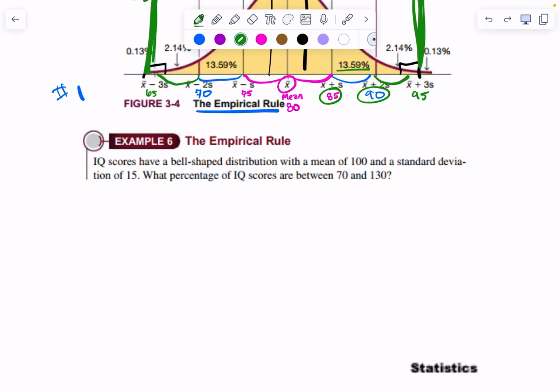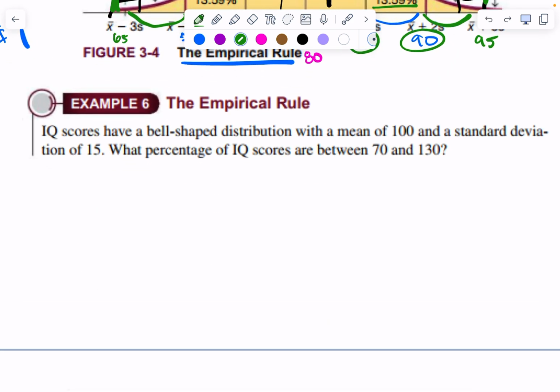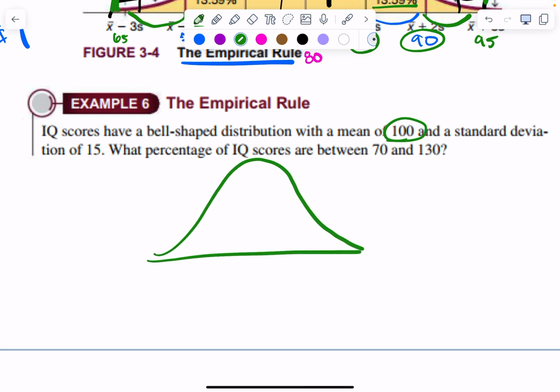Okay, let's do an example. Here we go. IQ scores have a bell-shaped distribution with a mean of 100. Here's your bell curve. Draw it as best you can. 100 lives here in the middle, with a standard deviation of 15. Let's do some symbols. What symbol do we use to represent 100? The mean. It's X bar. And then 15 is your standard deviation, and we call that S. All right? X bar and S.